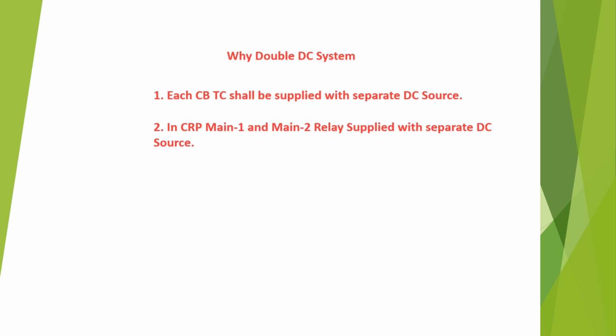Again, in the CRP panel, main 1 and main 2 relays are used for feeder and transformer. For a feeder, main 1 and main 2 distance protection relays are used for voltage levels of 132 kV and above. And these main 1 and main 2 relays are supplied by means of separate DC sources. That is, failure of either one relay or one DC source will not impact the operation of the relay under fault condition.